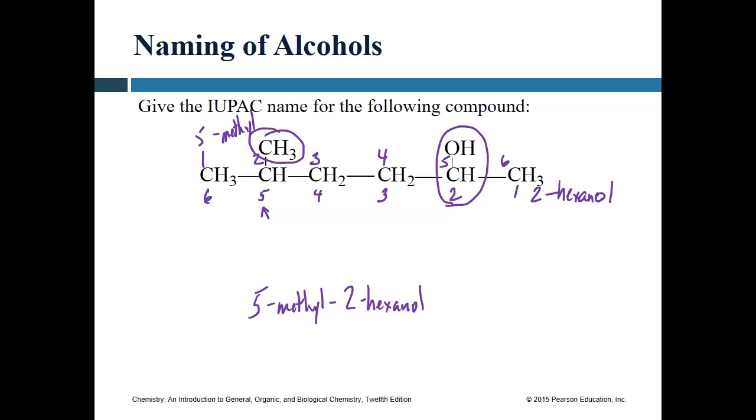Is there a reason that it's 5? So remember, we always start, the last thing is always the length of the chain and whatever the ending is. So since this is an alcohol, the OL is the end of the train. Everything else goes in front of it. So we started with 2-hexanol and then we built out from there.